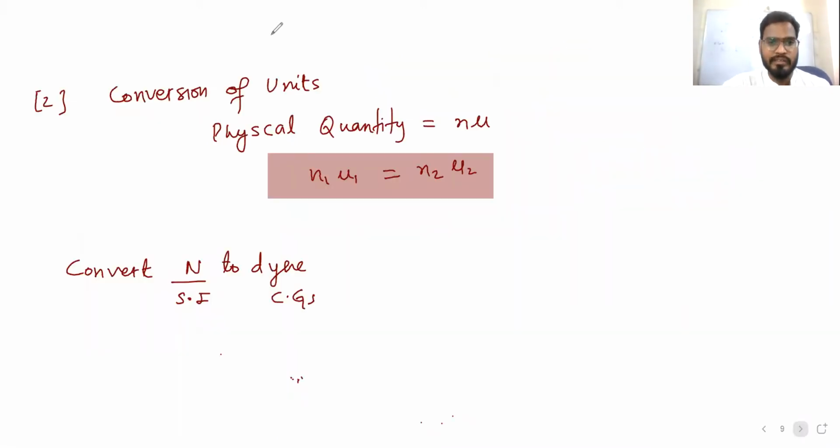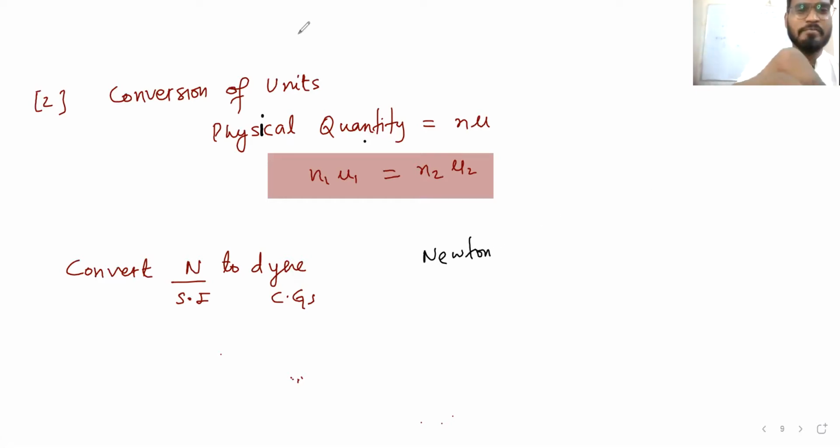Let's see, next is conversion of units. Physical quantities, we can convert. A physical quantity is n into u, right? n1 u1 is equal to n2 u2. Convert Newton to what? Dyne. Convert Newton into dyne. So let's see how we'll convert Newton into dyne, that we are going to see. So let's write one side Newton and dyne, right?